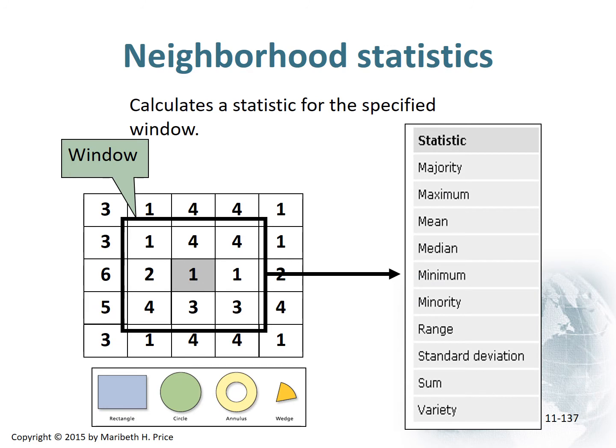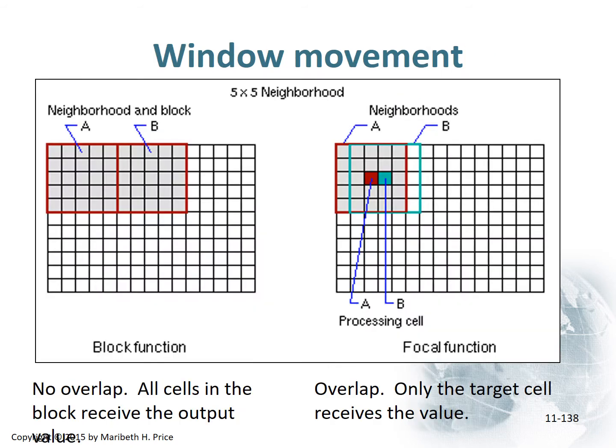Neighborhoods calculate a statistic for a specific window, and there's different shapes they could be as well. Windows move. They can move in blocks, in other words, one giant chunk of grid at a time, or they can move cell by cell and then reestablish that new window around that cell and calculate the values for that one and then move on. One's called a block function, one's called a focal function. One allows overlap, the other does not.